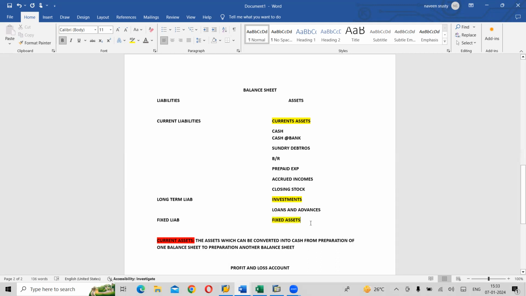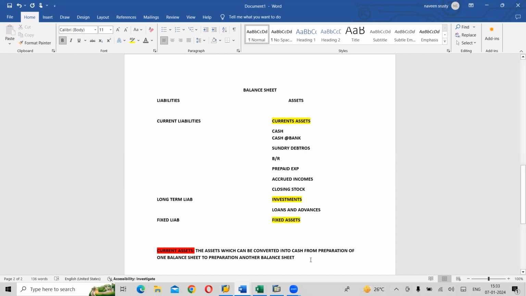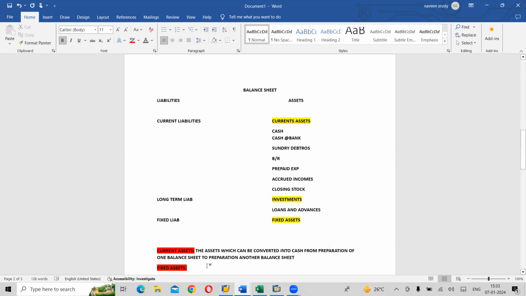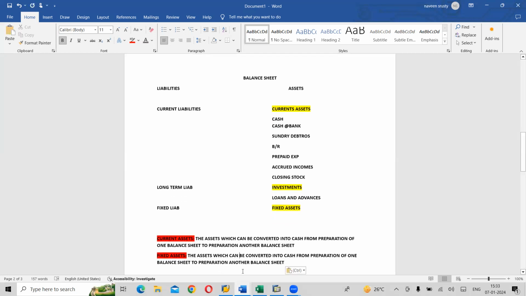Next one, fixed assets. What do you mean by fixed assets? Same thing. You know now what you mean by current asset, right? Fixed assets are nothing but the opposite of this. Fixed assets are the assets which cannot be converted into cash from the preparation of one balance sheet to another balance sheet. Those assets are considered fixed assets. Understood, everyone? That is the difference between current asset and fixed asset.